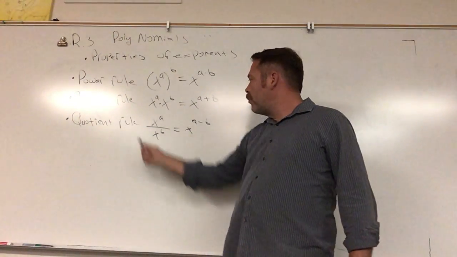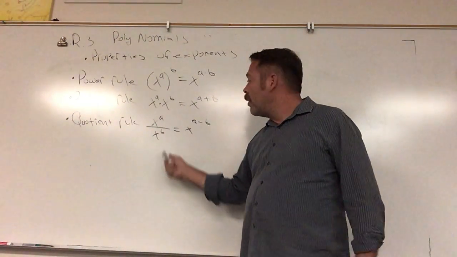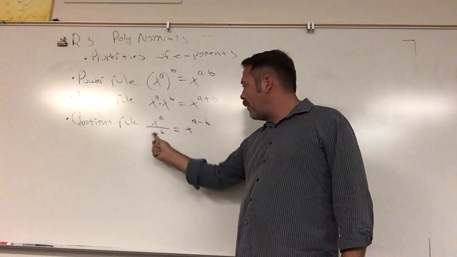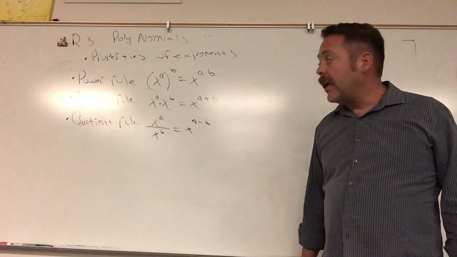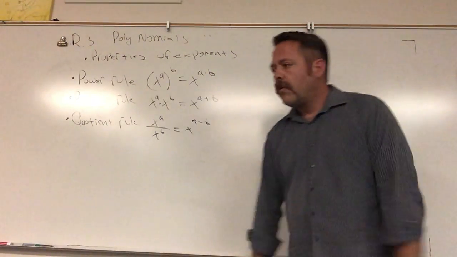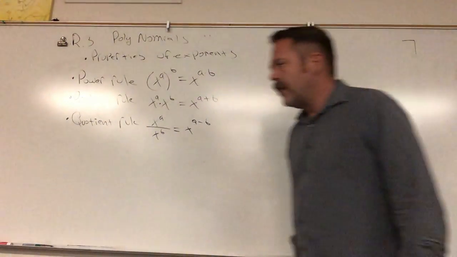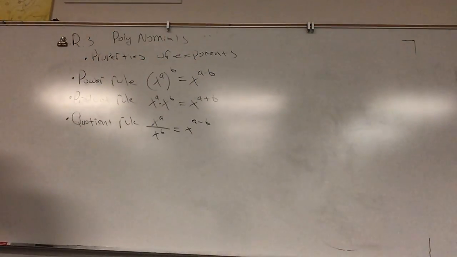And then the quotient rule, division, right? When you have x to the a divided by x to the b, that is equal to x to the a minus b, okay? All pretty cool stuff, right? All right, we got some rules here. Now let's try some examples.